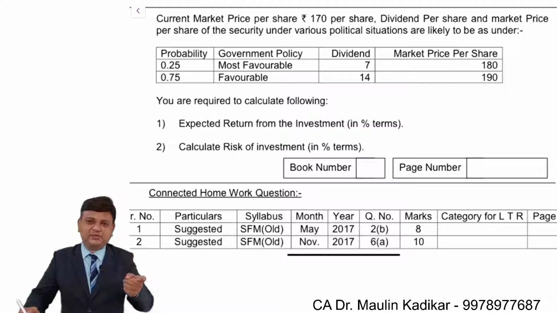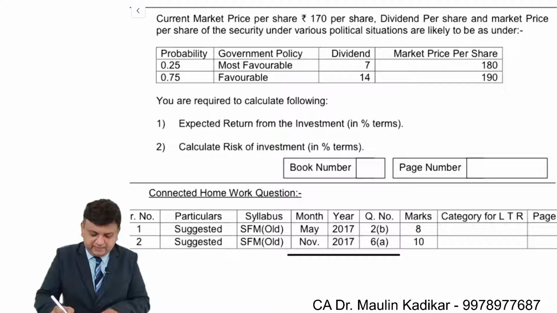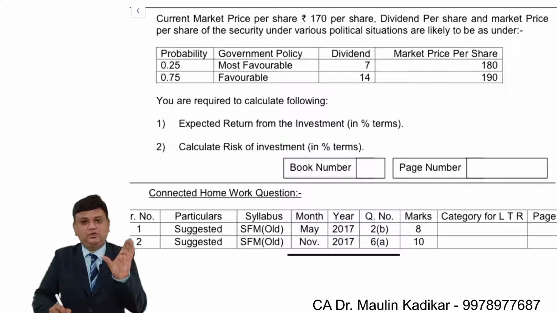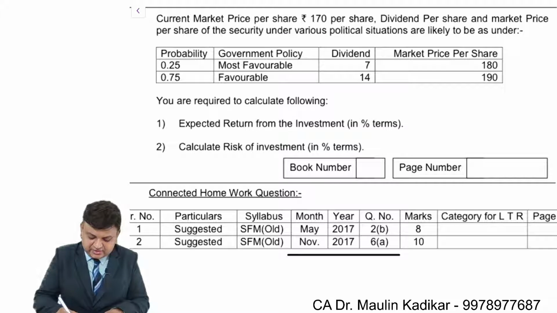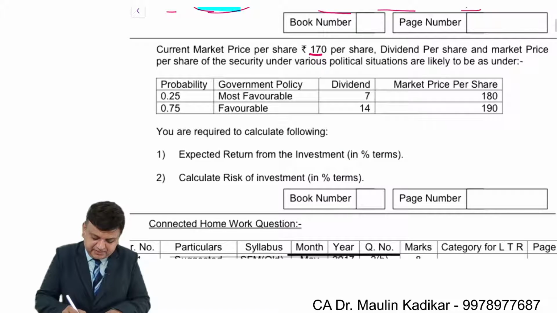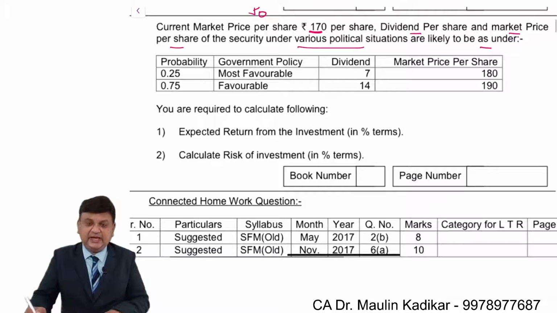One more discussion of the question before we write a note, and then we will do all these questions one by one. So first of all, that is again a small discussion before we proceed further, because I want to dictate a complete good note to you with respect to the return, and then I want to do all these questions. Current market price of the share is 170, that is P0. Dividend per share and market price per share of the security under various political situations are likely to be as under.